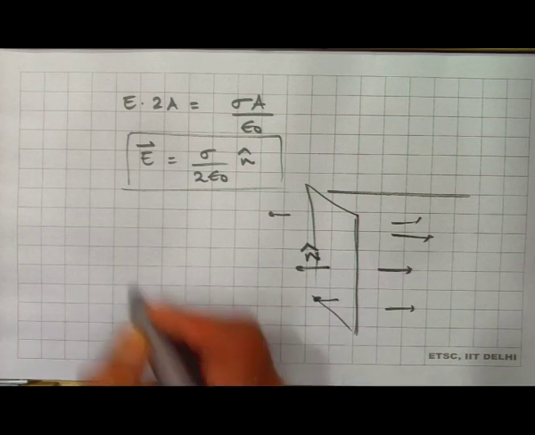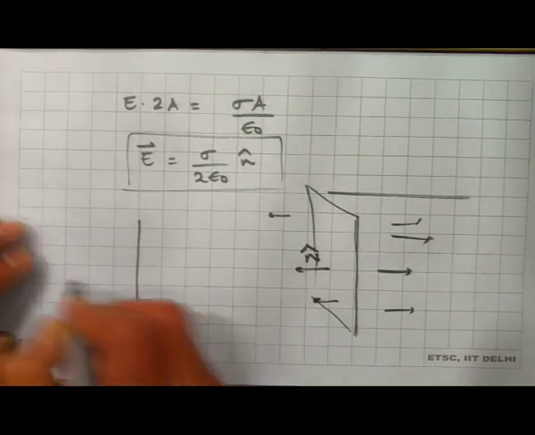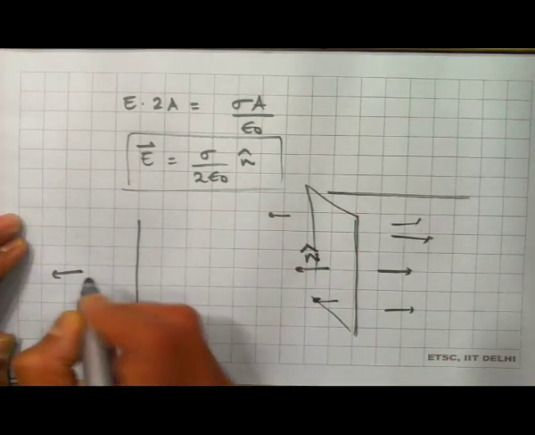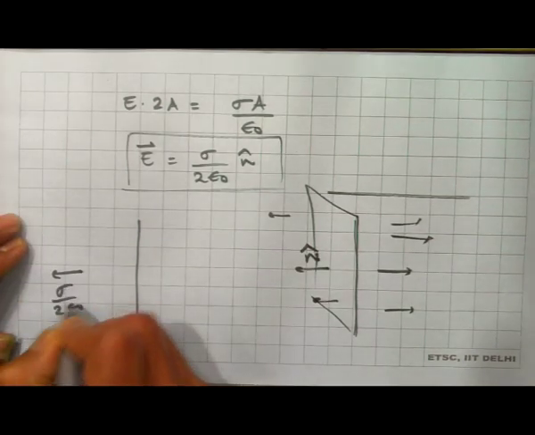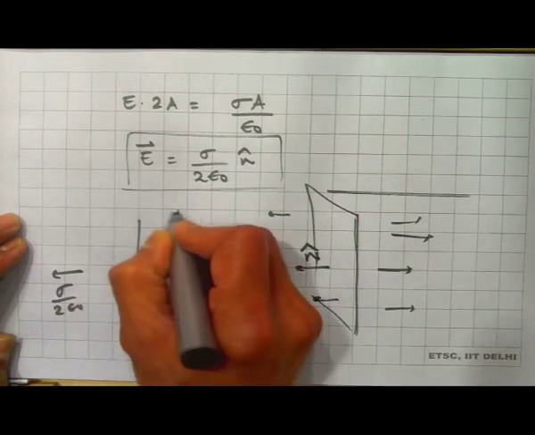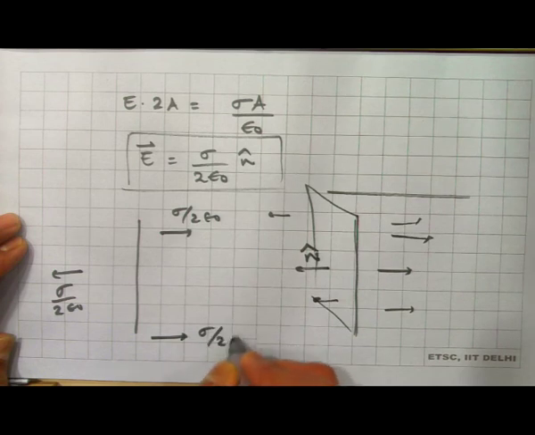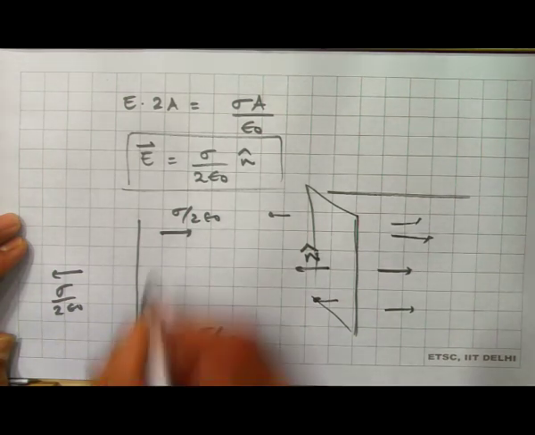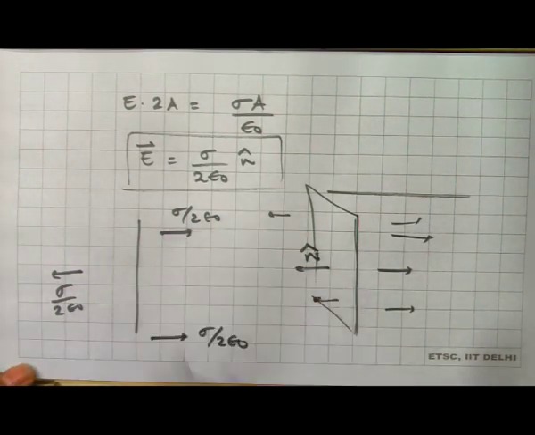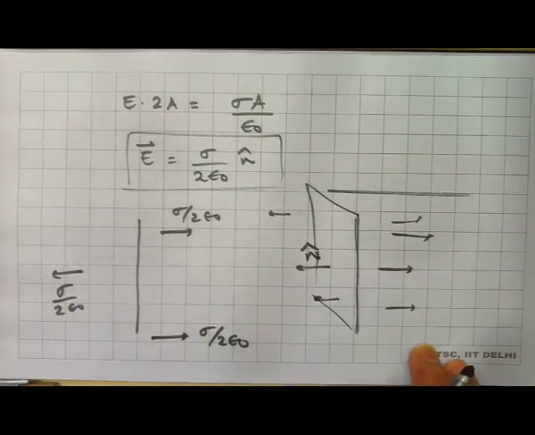So, there is electric field. If I had a flat plane here, at this point the electric field is sigma by 2 epsilon 0 in this direction, at this point it is sigma by 2 epsilon 0 in this direction, and so on. At every point the electric field is sigma by 2 epsilon 0 pointing away from the flat charge distribution. If it was a negative charge distribution, they would all be pointing towards the charge distribution.